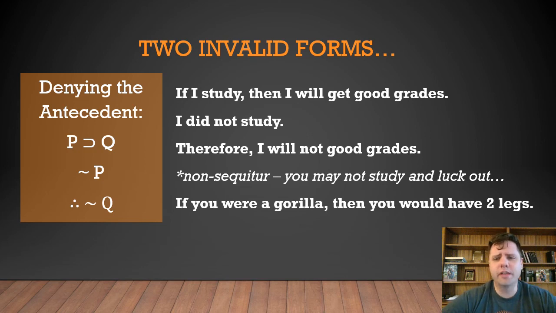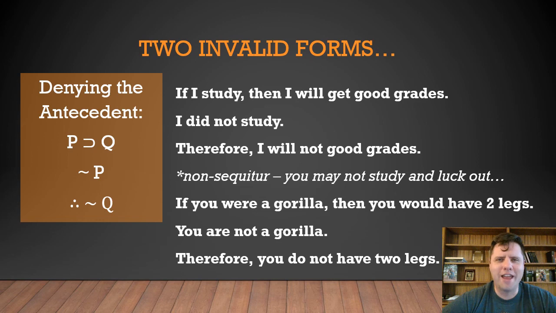Or if you were a gorilla, then you'd have 2 legs. You are not a gorilla, therefore you do not have 2 legs. Can you see how that line of reasoning does not follow? This is called denying the antecedent, and it is an invalid form of reasoning.